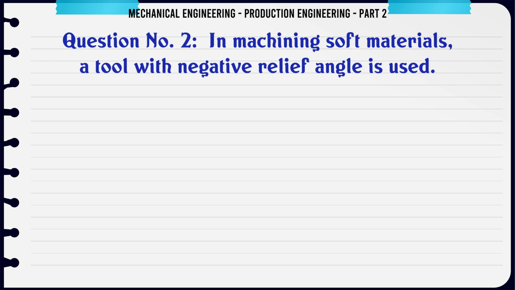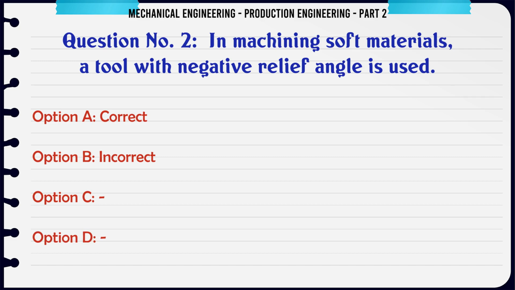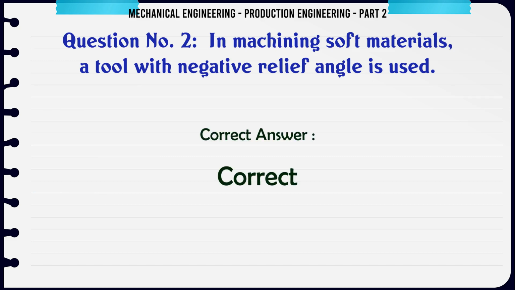In machining soft materials, a tool with negative relief angle is used. A. Correct. B. Incorrect. C. D. The correct answer is correct.